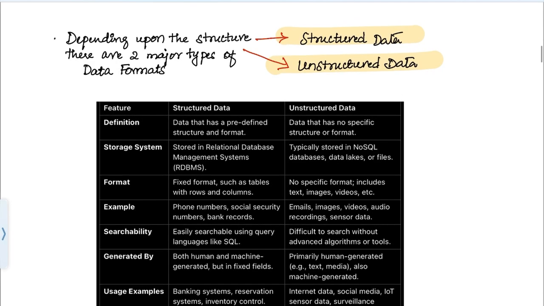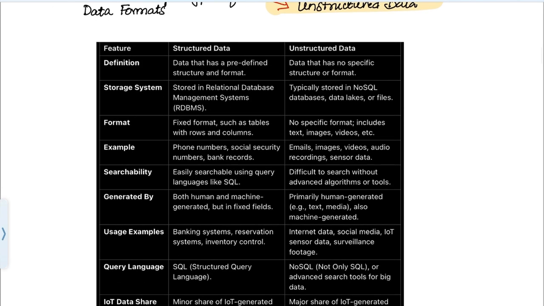Next topic which we have is types of data format in IoT. So depending upon the structure, there are two major types of data formats. One is structured data and the other one is unstructured data. Let's look at the differences here. First, the definition: structured data is data that has a predefined structure or format. Unstructured data will not have any particular specific structure. Speaking of storage, in order to store the structured data, we'll be making use of a relational database management system, RDBMS. In order to store the unstructured data, we'll be making use of NoSQL databases.